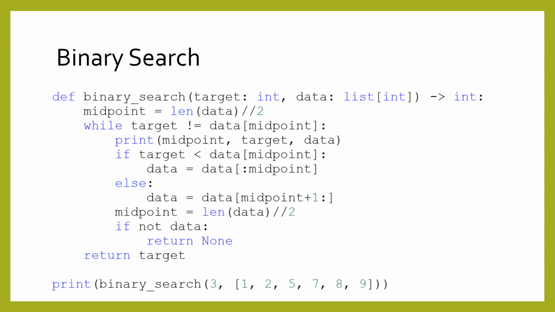element. Then, we recalculate the new midpoint of this smaller, half-sized list. If we run out of list, then we stop the function and return None. Otherwise, we loop back and check whether we have found our target. Try experimenting with different values for target and data to see the effect on the iteration.